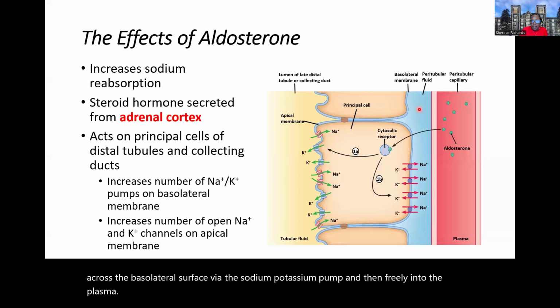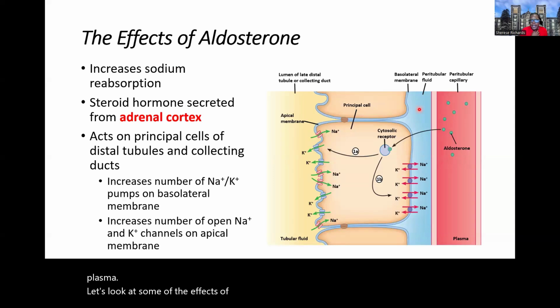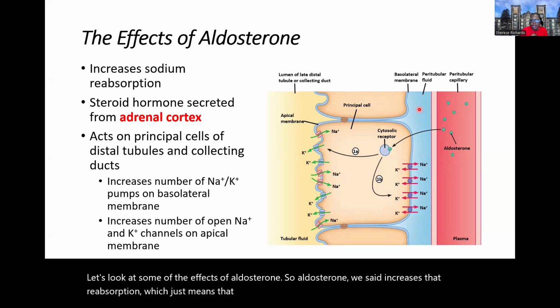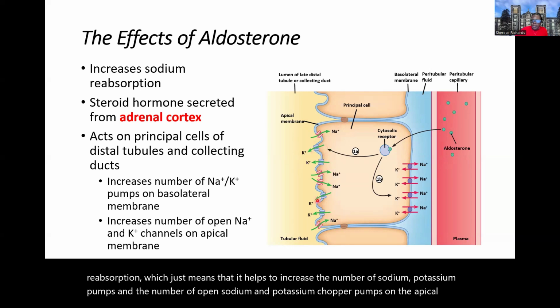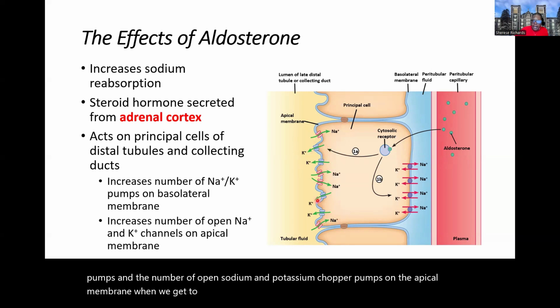Let's look at some of the effects of aldosterone. So aldosterone, we said, increases that reabsorption, which just means that it helps to increase the number of sodium-potassium pumps and the number of open sodium and potassium channels on the apical membrane. When we get to potassium, we'll talk about how aldosterone can influence the movement of potassium as well. Although we're only focusing on sodium here, it actually increases the channels for both.